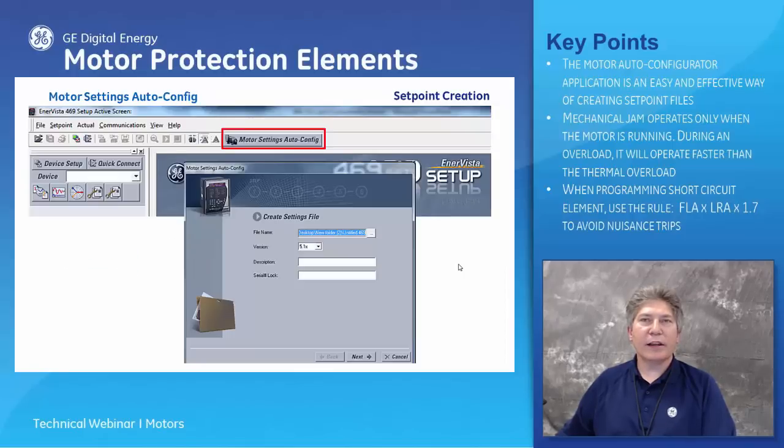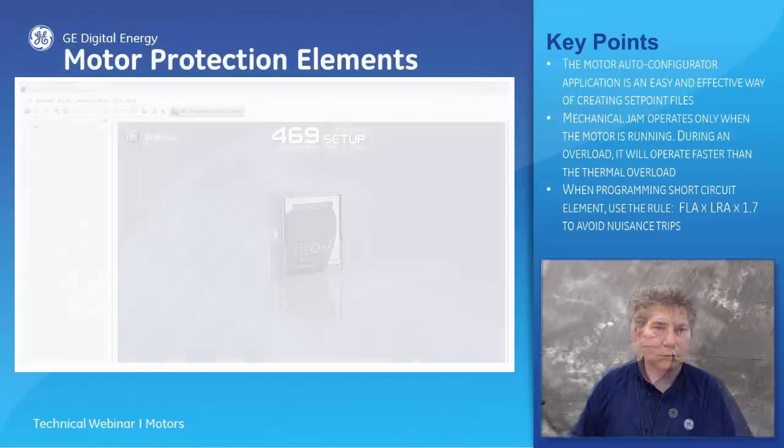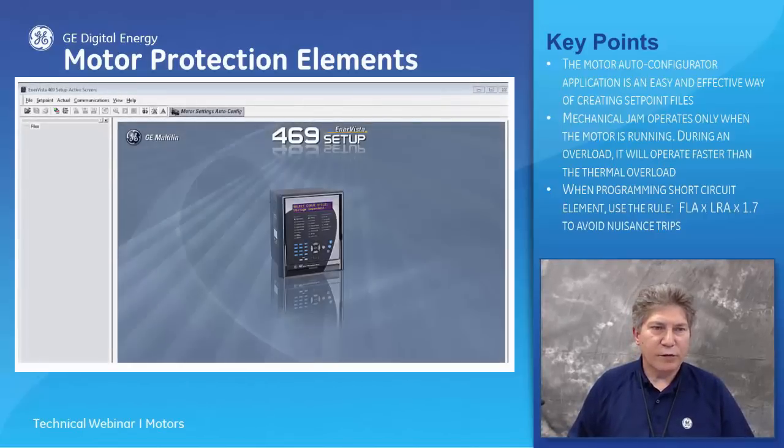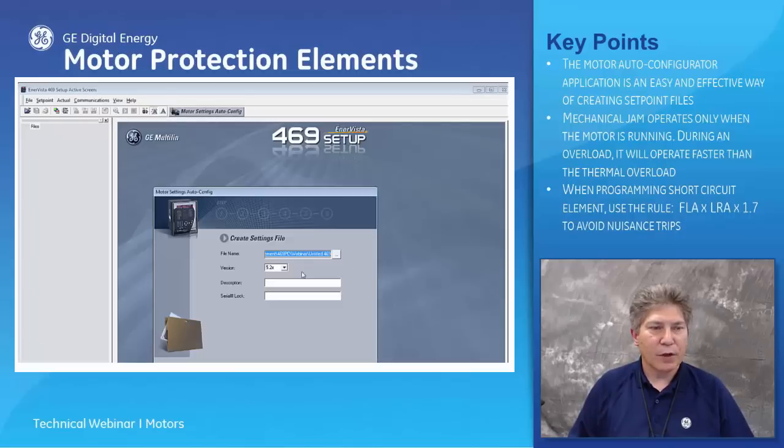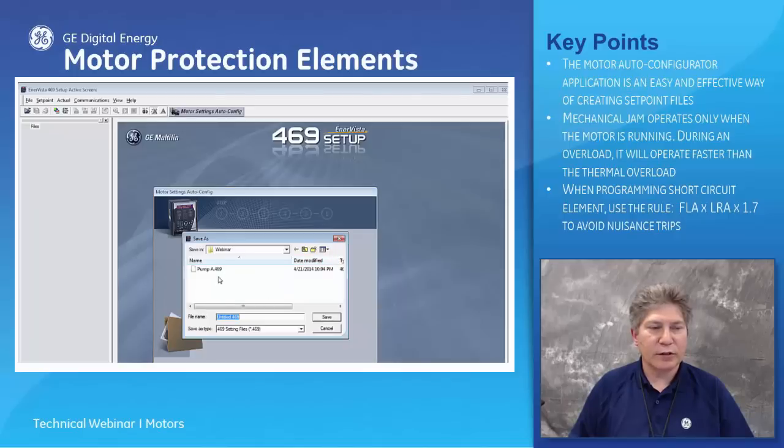Now I'll show you a live demonstration of using the motor settings auto configurator. What I'm going to be using here is the 469 motor settings auto configurator. So here we have the EnerVista 469 setup program, and we're going to use the motor settings auto configurator to create a settings file. I'll select the motor settings auto configurator. It will prompt us with a name and location to start. I'll give it a name such as Pump B.